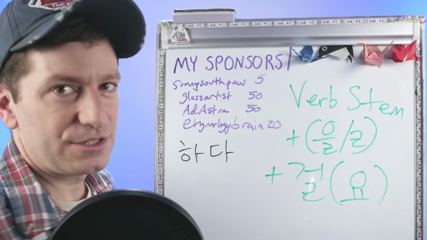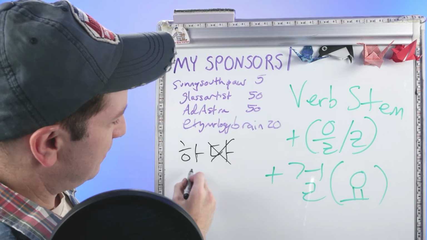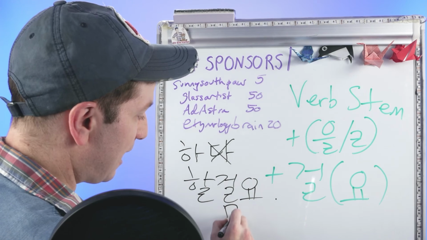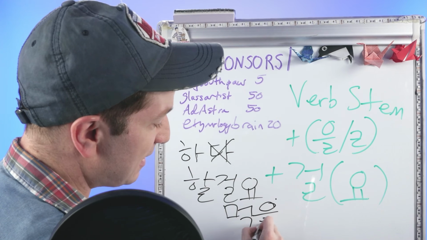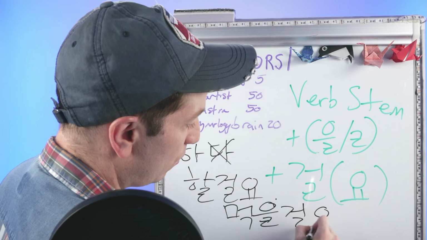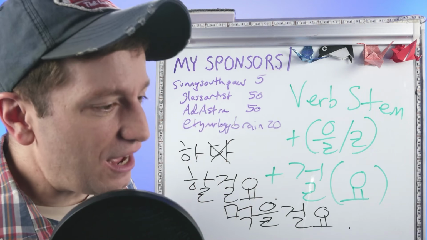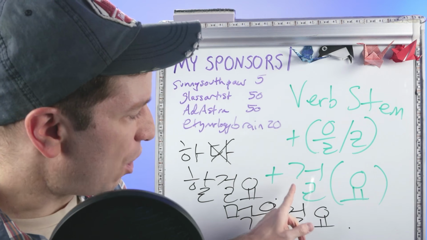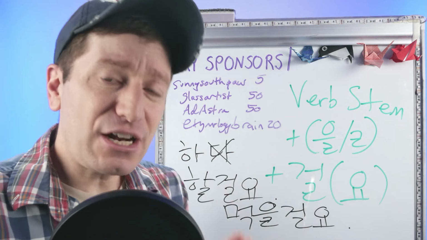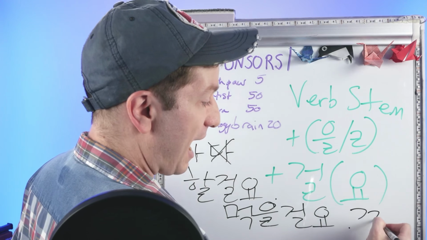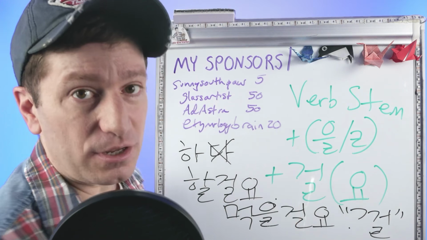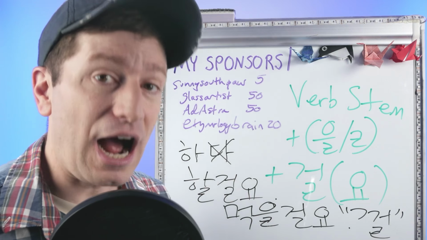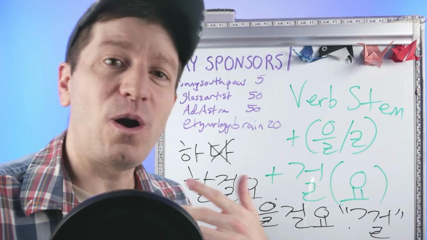For example, take the verb 하다. Get the stem. Now you attach ㄹ because it ends in a vowel. That's it. 먹다, to eat. 먹을, because it ends in a consonant. 걸요. Pretty easy. Now, due to sound change rules, although it's always spelled as 걸, it actually is always pronounced in this form as 껄, with a double consonant there. So instead of saying 할 걸요, you say 할 껄요, 먹을 껄요.